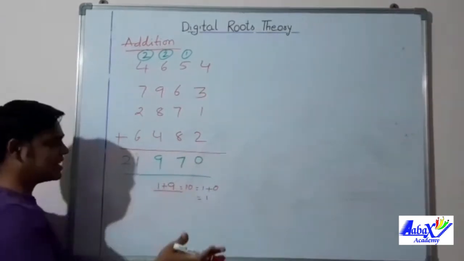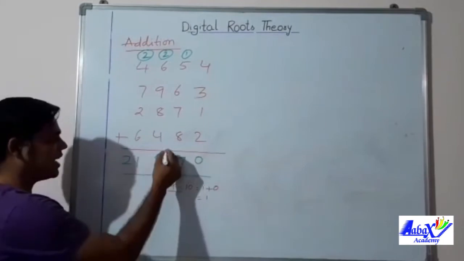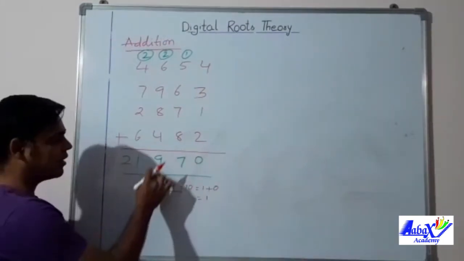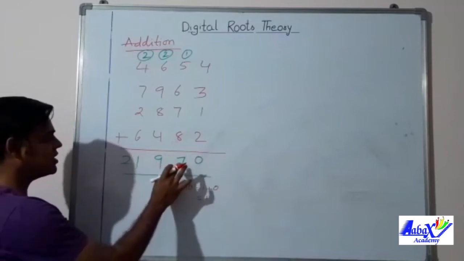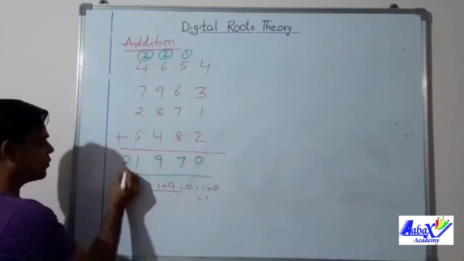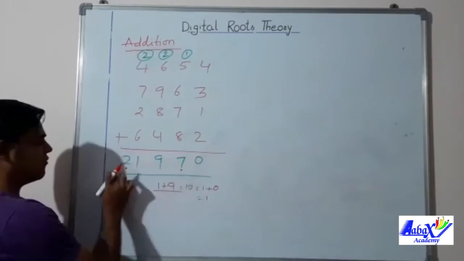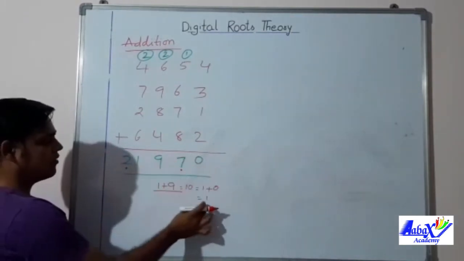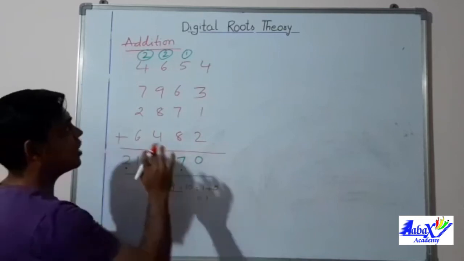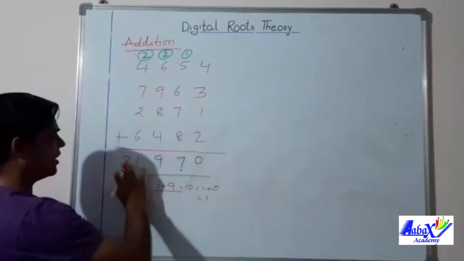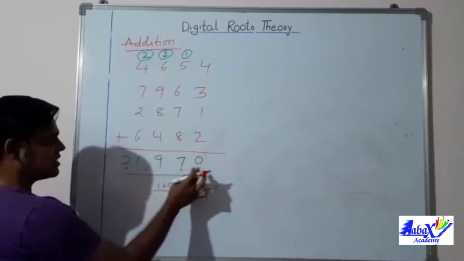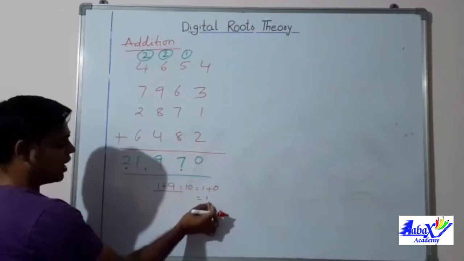I hope you understand the cancel out method. You can check. 9 cancel. In your mind you make it cancel. Don't strike it here. 9 finished. Got 0. 7 plus, I'll put a dot, 7 plus 2, 9. And 1 plus 0, 1. Where the answer matches. Now the solution we got, 21,970, the digital root is 1.